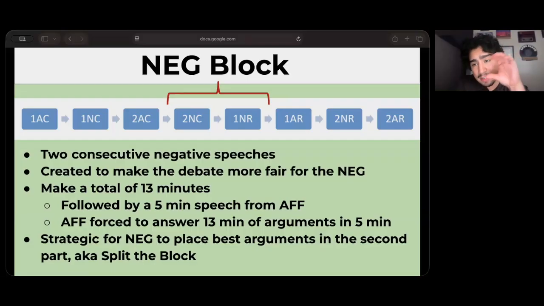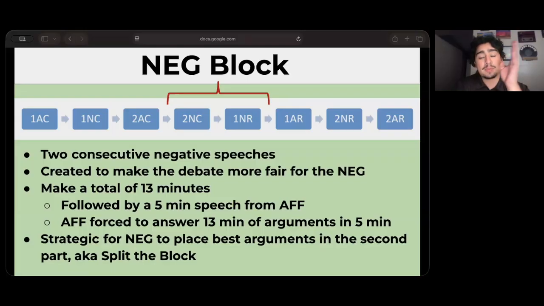Because of that, the negative gets this block in the middle of back-to-back negative speeches that requires the first affirmative rebuttal to respond to 13 minutes worth of arguments in 5 minutes. It's strategic for the negative to place the best arguments in the second part, which is also known as splitting the block. What you'll want to think about is that, and we'll talk about prep time in a little bit, the negative should be placing the most offensive arguments in the first negative rebuttal.